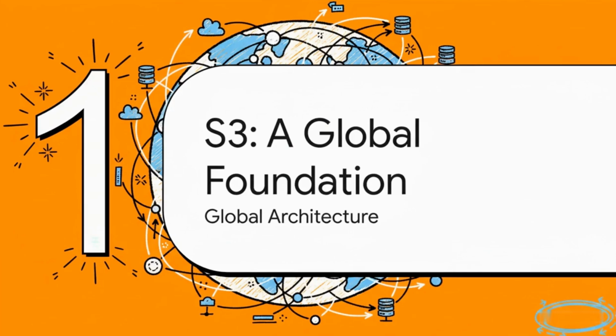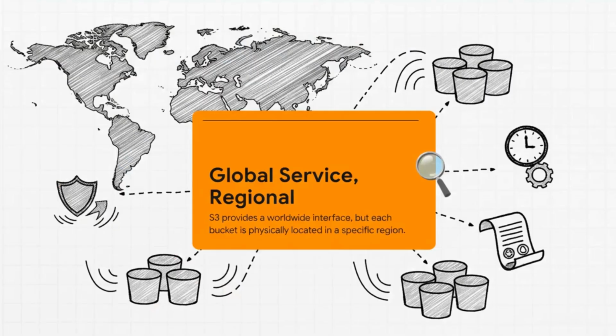All right, let's kick things off with the big picture, S3's global foundation. Now, this might sound kind of simple, but really getting a handle on its unique global yet regional setup is absolutely key to using it the right way. So, here's the core concept, and it's a little bit of a paradox. S3 is a global service, but your buckets, the containers for your data, are regional. What on earth does that mean?